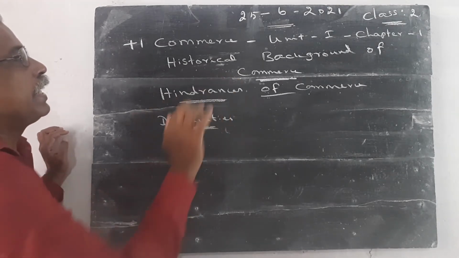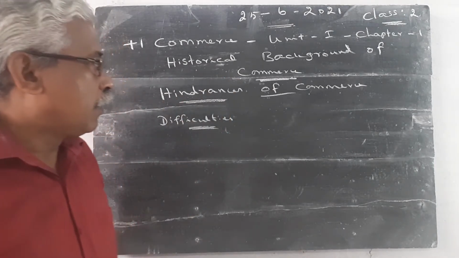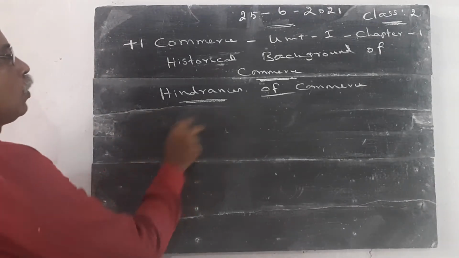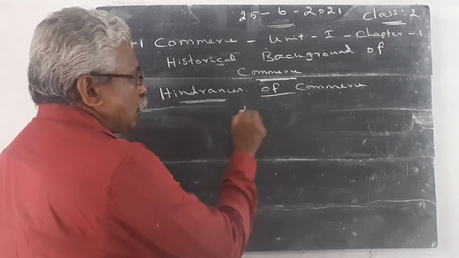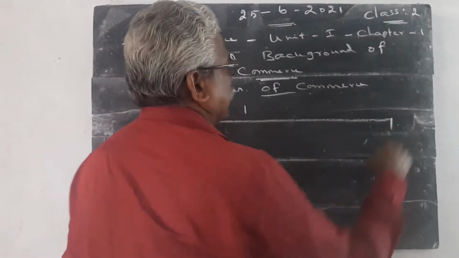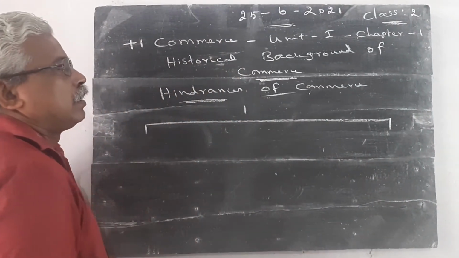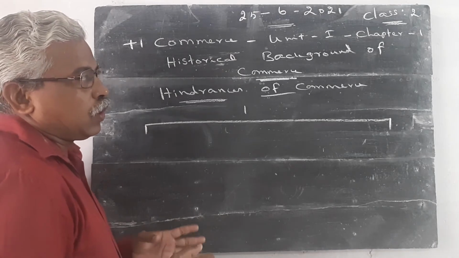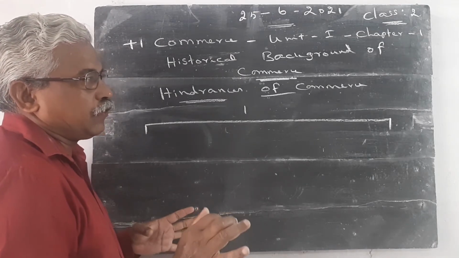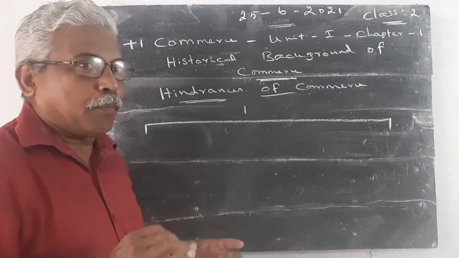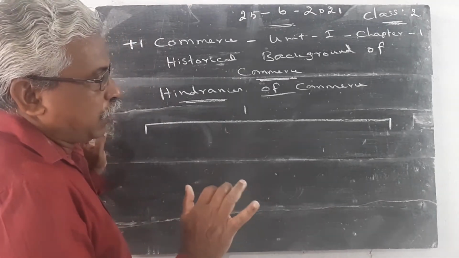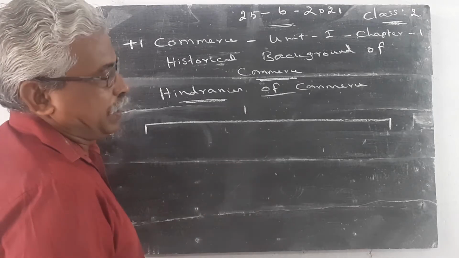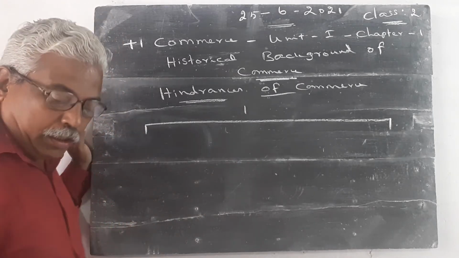Now, what are the hindrances of commerce? We are going to study that now. The hindrances of commerce are classified into 9 categories. But from the examination point of view, we have to study just 5 points alone. The remaining points you will study yourself, and I am going to explain only the first 5 points. Then, point number 1.